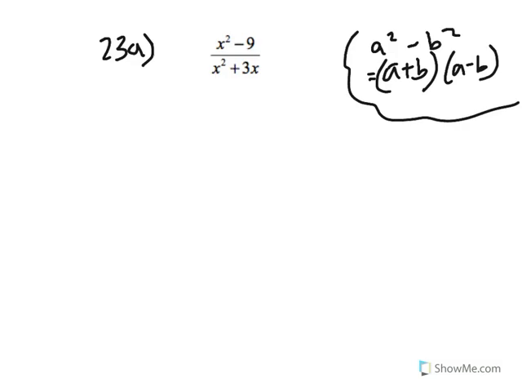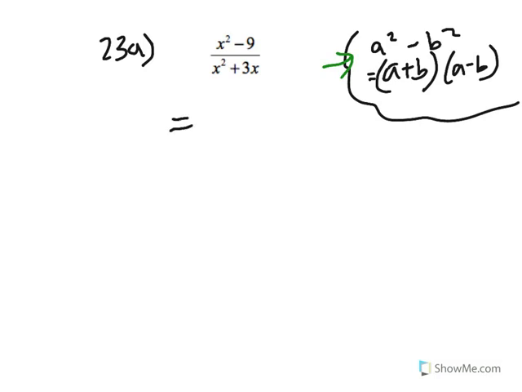Alright, so for 23a, we're being asked to simplify this expression, x squared minus 9 over x squared plus 3x. Before we do this, I'm going to explain this note on the side, and it's going to help us solve this question. Basically what it says is a squared minus b squared factorizes to a plus b, a minus b. Now you're probably wondering how it's going to help us. Well, let me show you.